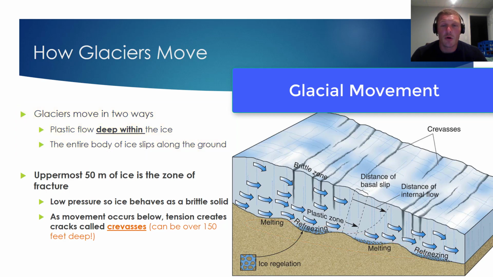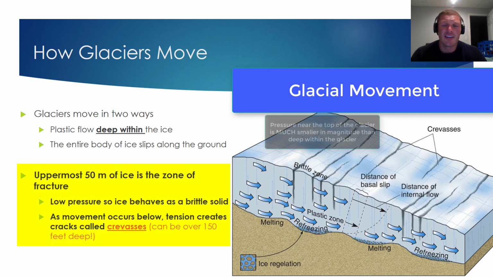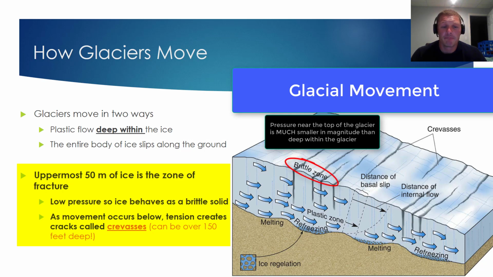Now we know that plastic flow occurs deep within the glacier, far below its surface, but what's happening in the uppermost layer of the glacier? It's important to note that the pressure near the top of the glacier is not nearly as intense as the pressure deep within the glacier. The ice near the top of the glacier will behave as a brittle solid, and as plastic flow is occurring deep within the glacier, and as the glacier slips along the ground, that top layer of ice can be subjected to some really strong tension forces.